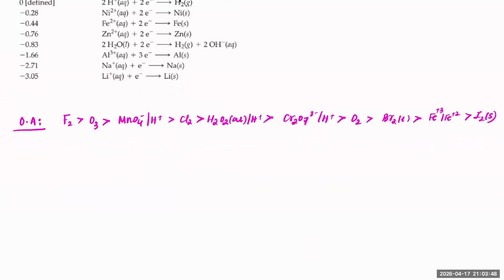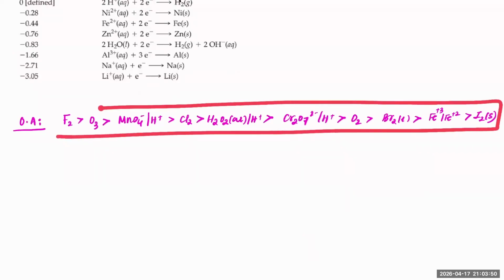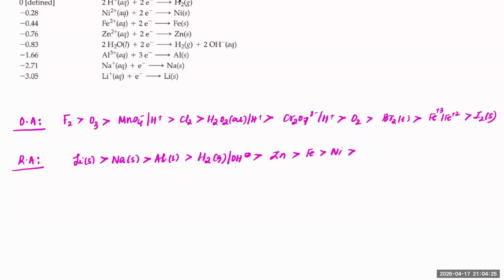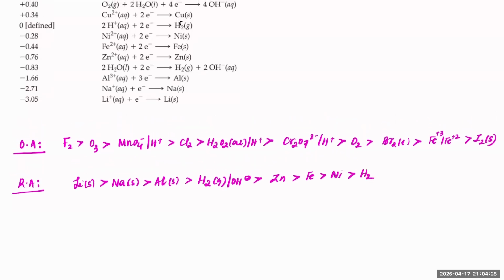I would expect you to remember which of them is a stronger oxidizing agent than the other. Now, when it comes to reducing agent, you can see the highest negative value is for lithium as a reduction, but as an oxidation, it will be the highest value. Therefore, solid lithium will be the strongest reducing agent, followed by sodium, followed by aluminum. Clear? Followed by H2 gas in basic medium, followed by zinc, followed by Fe, followed by nickel, followed by H2. This is how much we need to know.